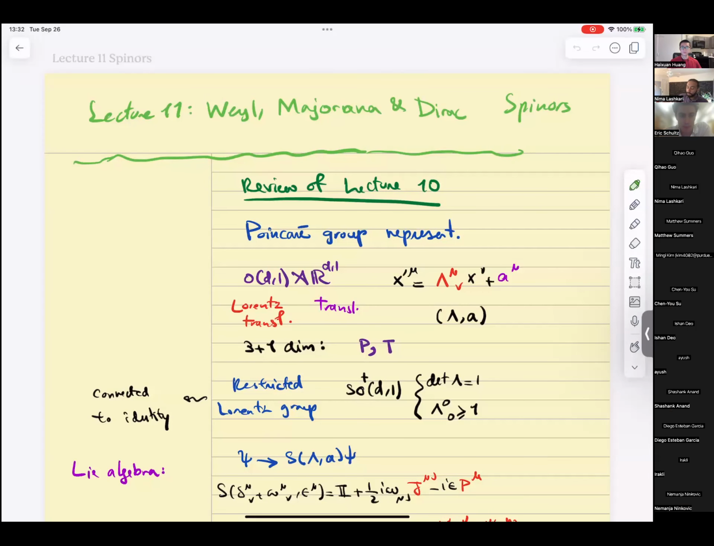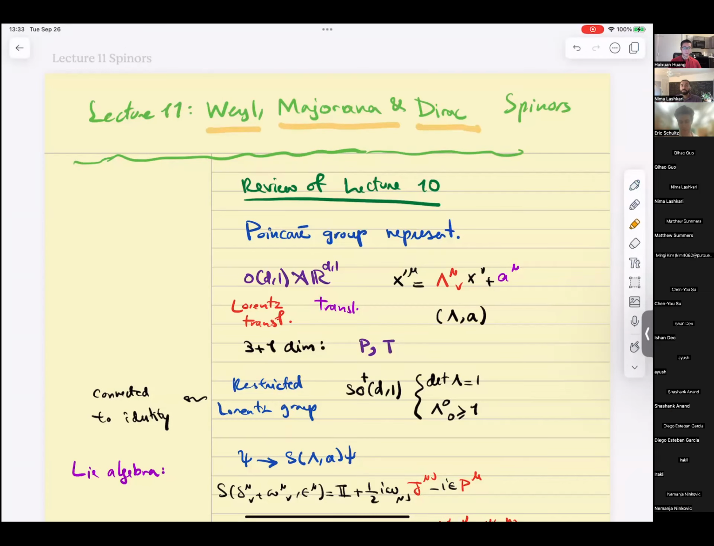So today we're going to continue our discussion of representation theory of the Poincare group with discussing spinors. In particular, this is perhaps going to be very useful to you guys, no matter if you are condensed matter theorists, high energy theorists, or what. We're going to talk about what is a Weyl spinor, what is a Majorana spinor, and what is a Dirac spinor.